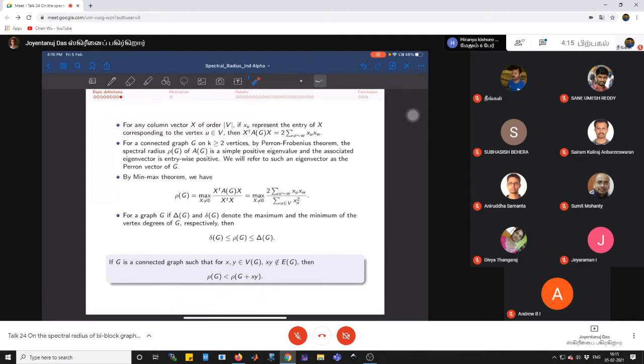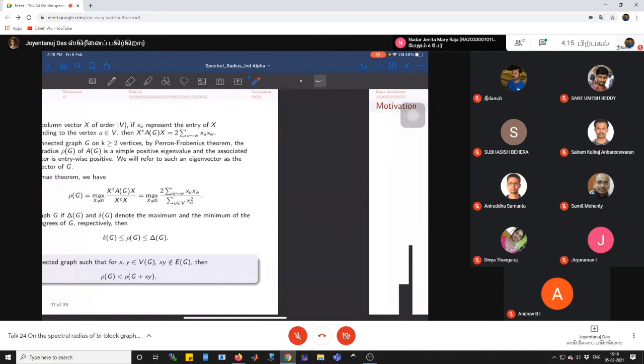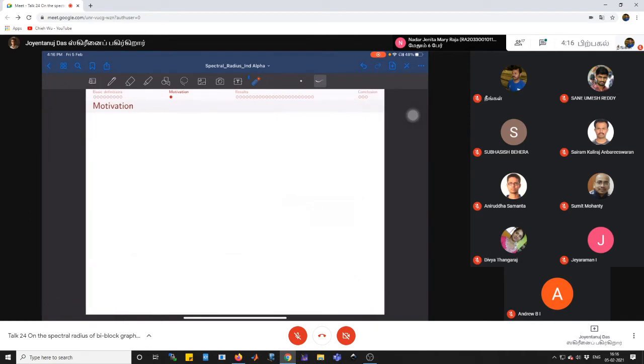Okay, so these were the basic things we needed. Next I will tell the motivation. Studying the spectral radius for different classes of graphs is an active area. For example, the spectral radius of unicyclic graphs with given independence number, similarly trees with fixed diameter, and the spectral radius of trees with given independence number. These things have been studied, and there is also a study of the spectral radius of block graphs with a given independence number. So our main motivation was to extend it to biblock graphs when we fix the independence number alpha.